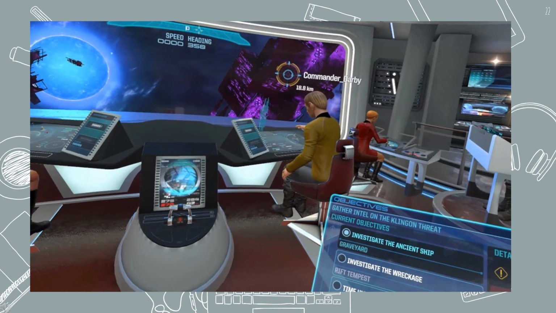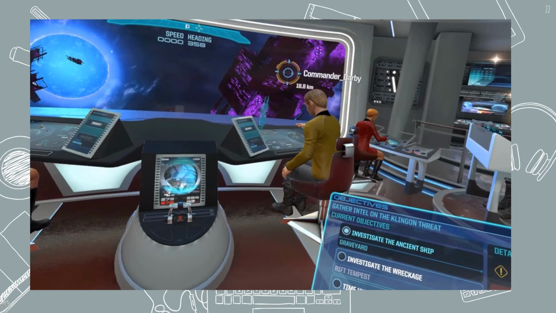This is called Star Trek Bridge Crew, and it's a multiplayer game in VR where four people have to communicate, work together to pilot the typical Star Trek space missions. And I think it could be a really excellent communicative activity.